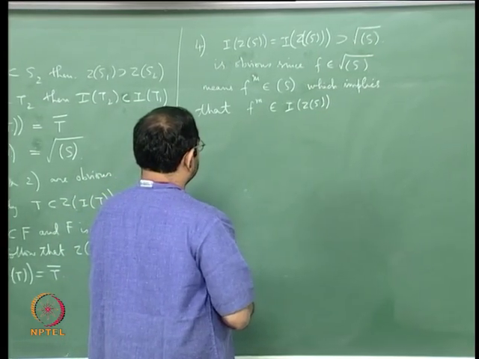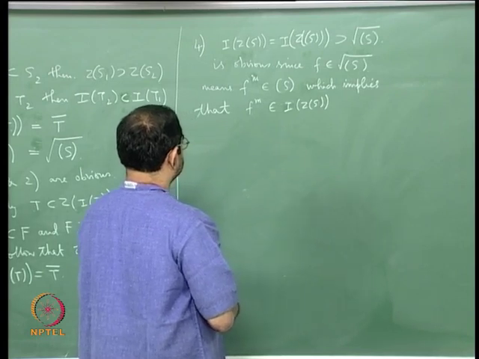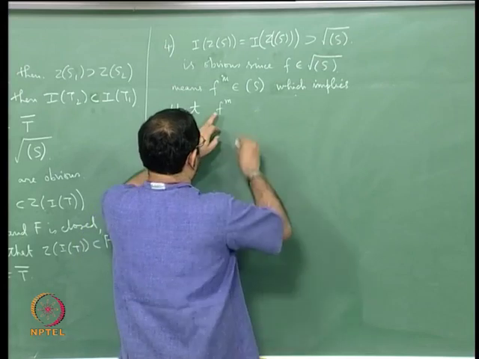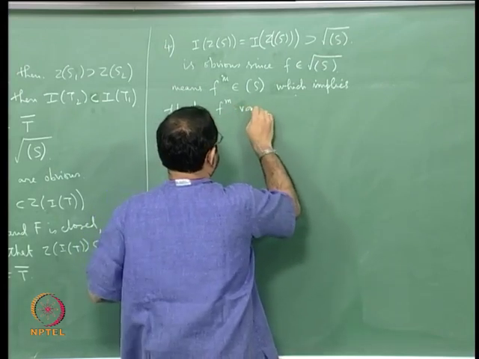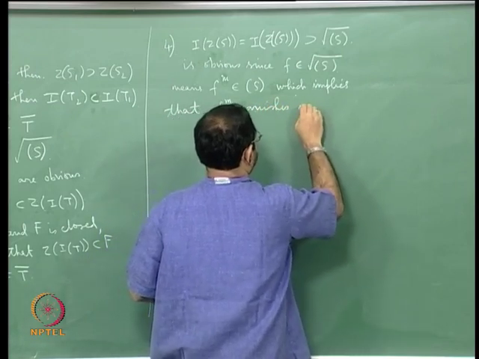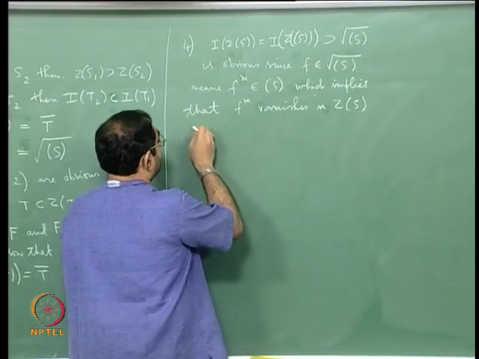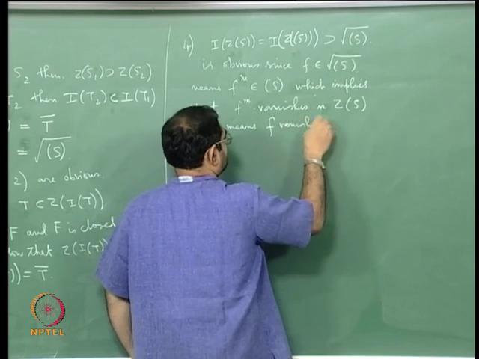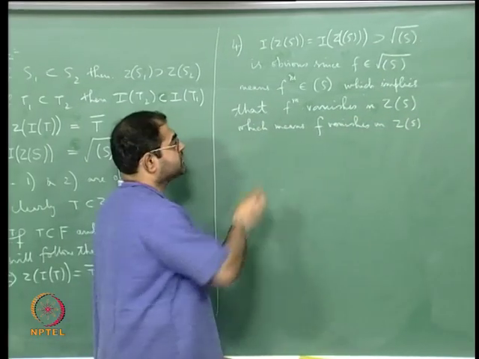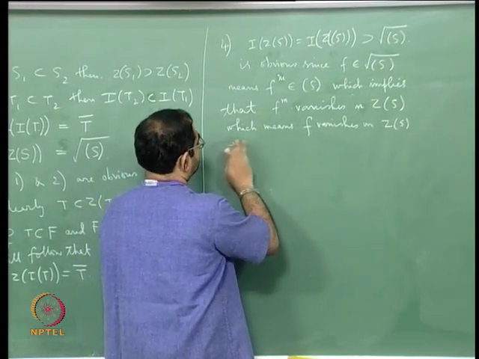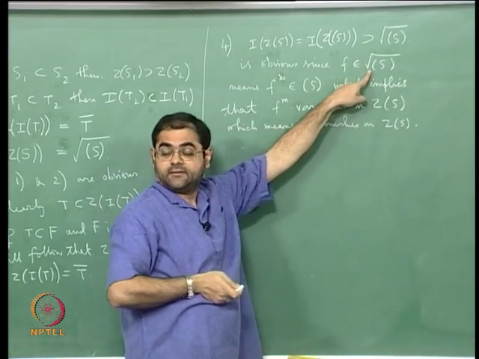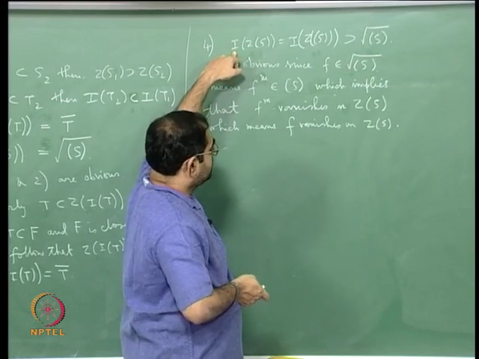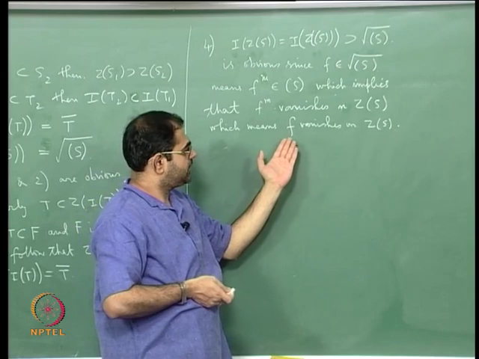And so in fact I should say more importantly, not only this, what it means is that f power m vanishes on Z of S, which means f vanishes on Z of S. So this means that if you start with an f in the radical of the ideal generated by S, it has to be in the ideal of Z of S. Okay. So this is kind of obvious.